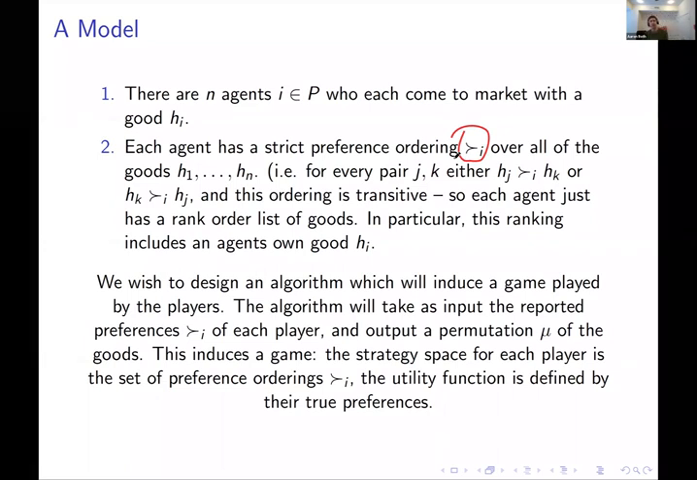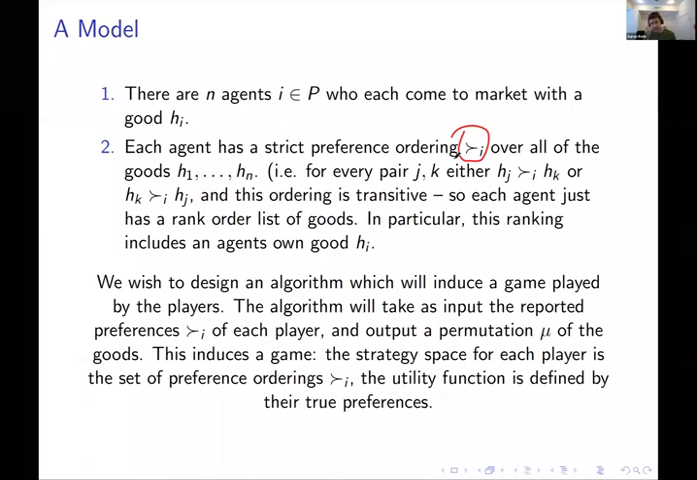Everyone came in with a good, everyone's going to leave with a good, but it might be a different good. So the output of the algorithm is some matching between agents and goods. Now the agents have preferences over the goods, right? And so of course they have preferences over the outcome of the algorithm, which is going to give them a good. Because we have this algorithm mediating an exchange, taking as input preferences and outputting an allocation of the goods, when we specify an algorithm, we induce a game.